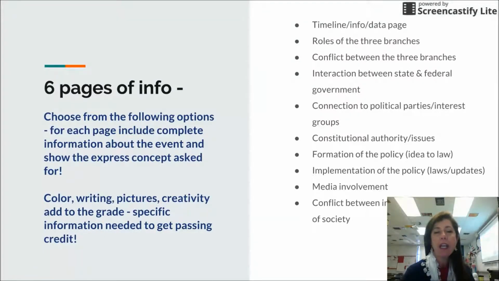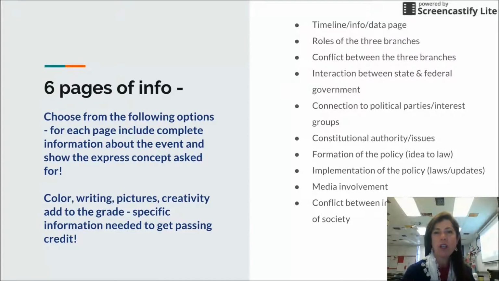So each page should have complete information about the event. It should check in with what we've already done in class. So this is a final piece that we're putting together. And I'm just looking for you to have the information and make sure you tie it into what we've already learned. So obviously one of the pages can be your information or a timeline page. And that's just the basic data, the who, what, when, where. If you want to do it as an actual timeline, you can. If you'd rather just give some of the information, you can. But those are just the facts.